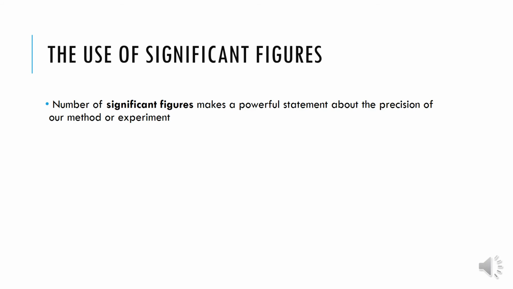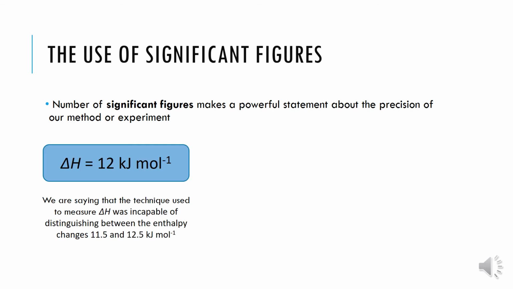And the number of significant figures that we use in chemistry makes a very powerful statement about the precision of the method or experiment that we're using. And this is a really, really important point in chemistry, because we are limited by the method and the instrumentation that we are using. If I measure the concentration of an element within a sample, then I'm limited by the precision of my equipment or the method that I'm using. I can't suddenly report that to 10 significant figures because the instrumentation I'm using isn't capable of measuring something to that degree of accuracy.